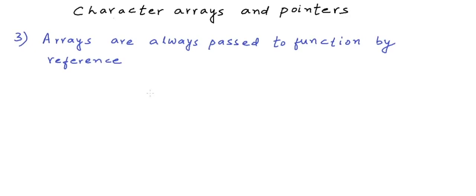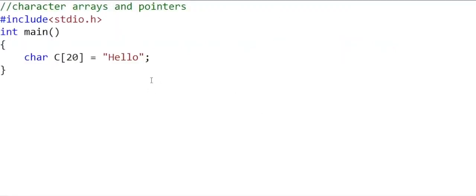Let us look through some code and try to understand this better. In my code, I have declared a character array of size 20, and I have stored a string of length 5 in this character array. The null termination is implicit if we are using a string literal. Now I want to print this string, but I do not want to use the library function printf. I want to write my own function print.